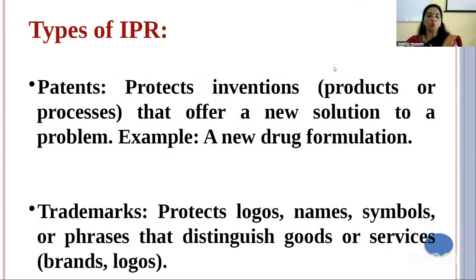So what are the types of IPR, intellectual property rights? Patents are one type. The first type is patents, which protect inventions, products or processes that offer a new solution to a problem, for example a new drug formulation. Whenever a person comes out with a new drug formulation, it has to be patented, right? During COVID, different drugs were discovered, and that has to be patented. Otherwise, somebody else can come and say, I have also discovered it. So before they release it to the market, they will patent it.